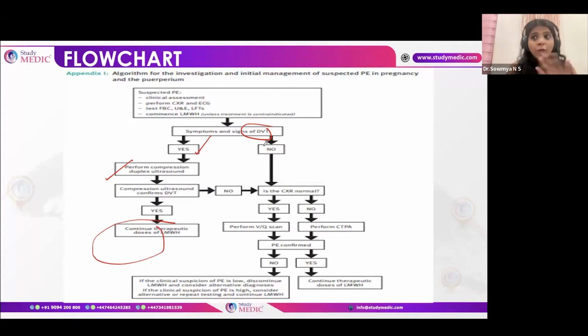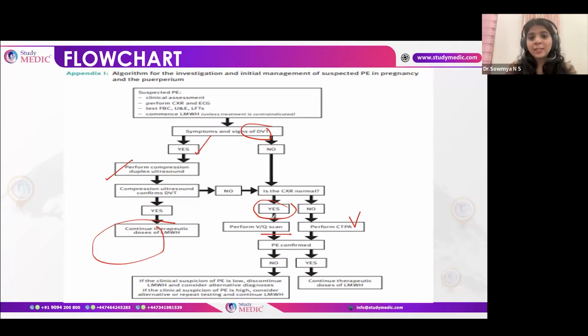However, if you are not suspecting DVT, then you take a chest X-ray. If the chest X-ray is normal, you do a VQ scan. Only thing, for the ventilation perfusion scan, you have to explain the little bit increased risk of childhood leukemias for the baby. If the X-ray has some abnormalities like atelectasis, pneumonia, consolidation, you go for CTPA. Whenever you do a CTPA, because it's a high dose radiation which the maternal breast gets, you have to always explain the little bit increased background risk of breast cancer.